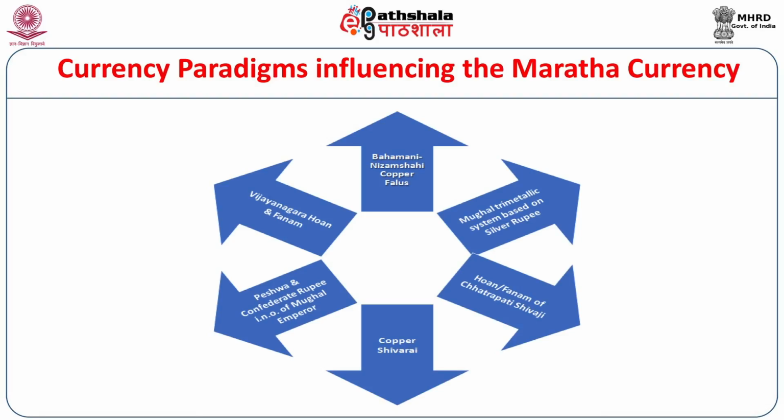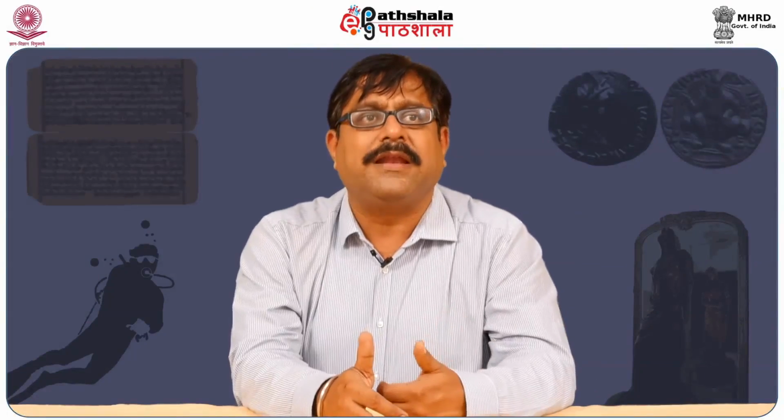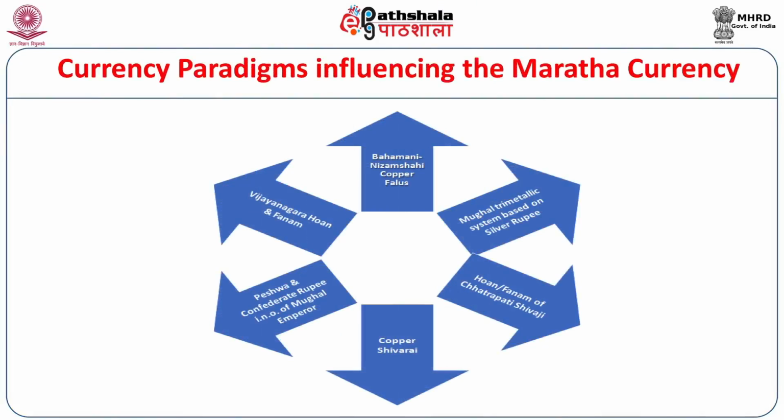So thus we have three influences on the currency: the Bahmani, the Vijayanagar and the Mughal. None of these had a total impact, but they were influencing the coinage at various times. For instance, the copper Shivrai and its weight pattern is directly linked to the Bahmani copper coins. But these were issued right from the period of Shivaji up till the 19th century.